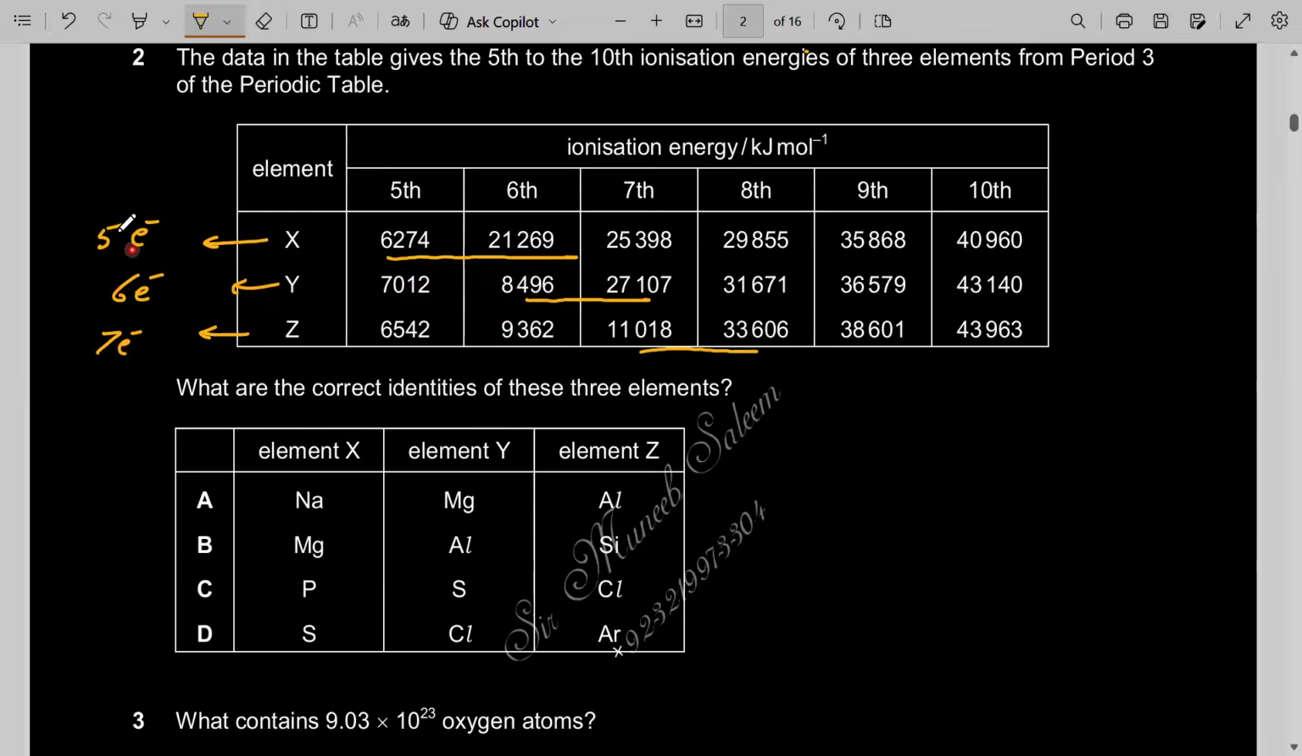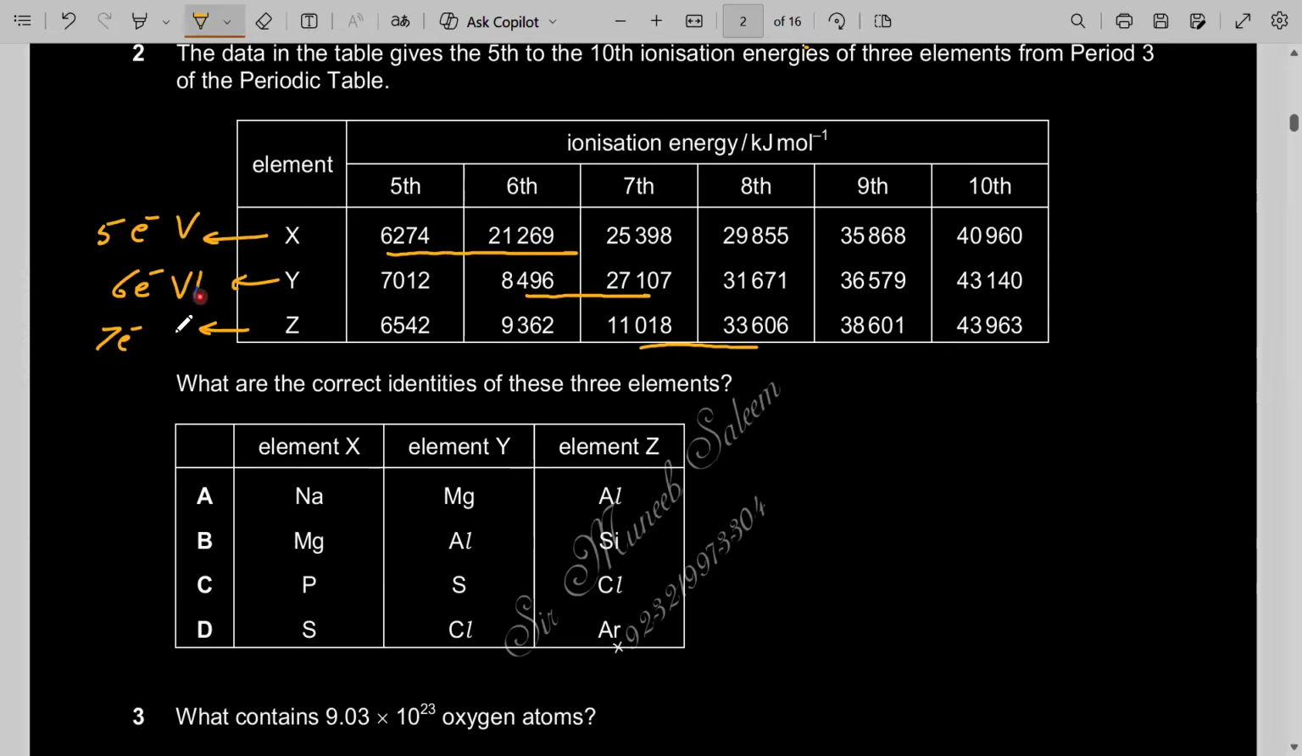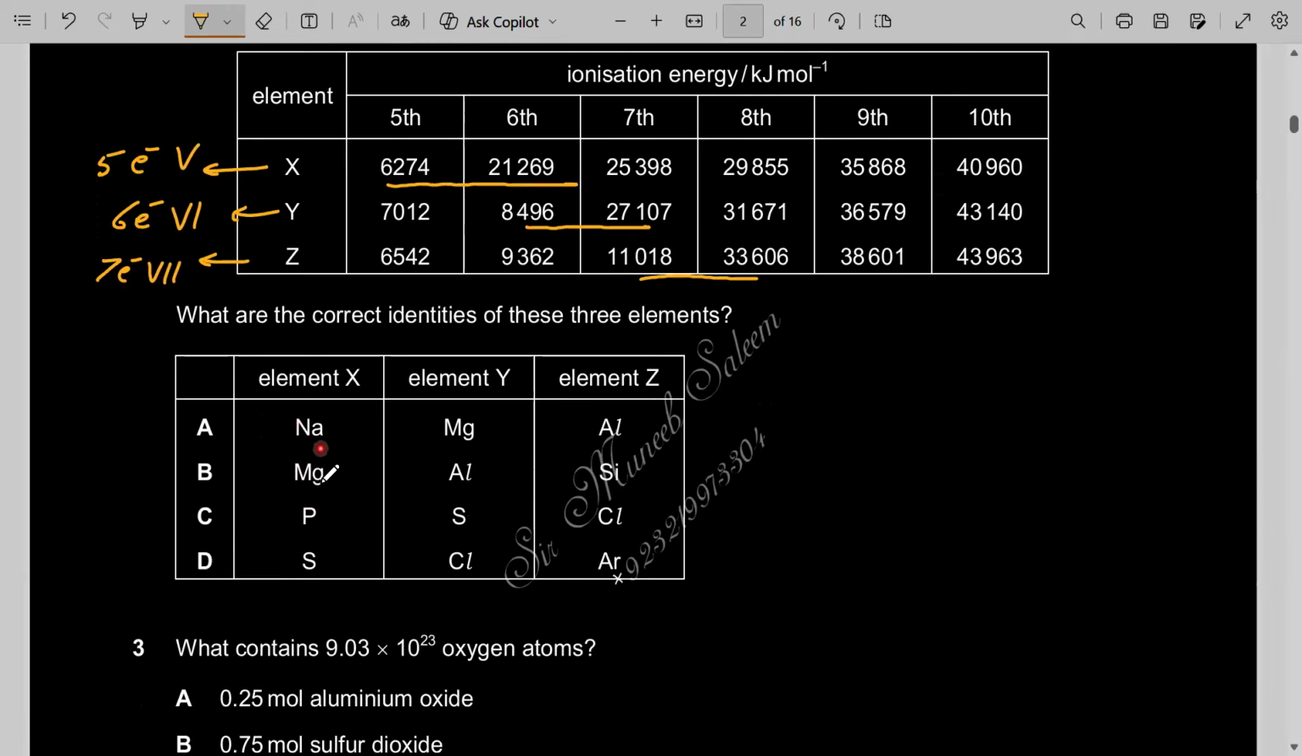So from valence electrons, we can also identify their group number. If the element has 5 valence electrons, it will belong to group number 5. If the element has 6 valence electrons, it will be present in group number 6, and group number 7 for the Z element. Now from the lower table, element X would have 5 electrons, which means it must belong to the fifth group. If you check the periodic table, phosphorus is the element in group number 5. For the element Y, sulfur is in group number 6. And for element Z, chlorine is present in group number 7.